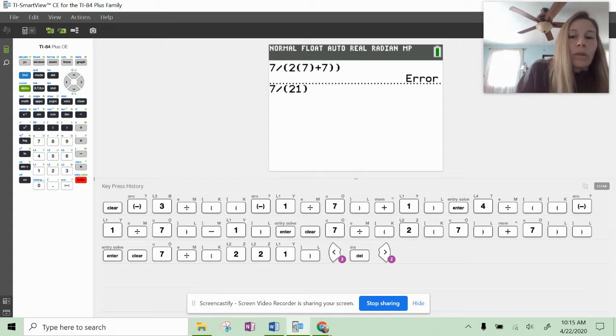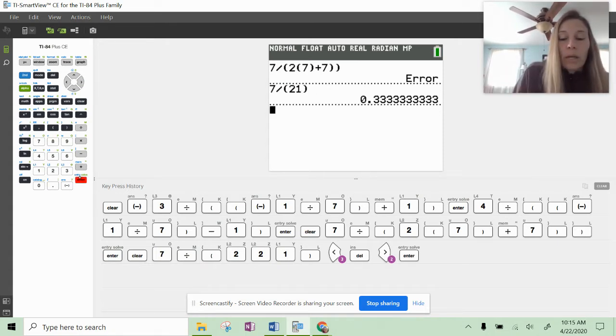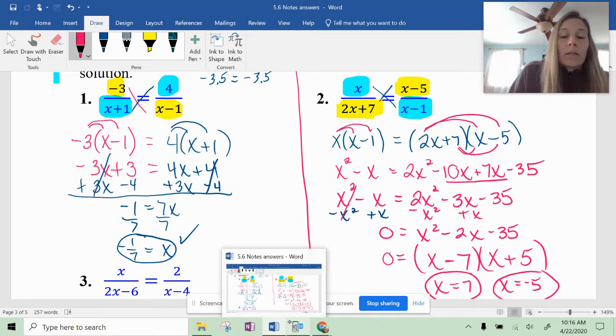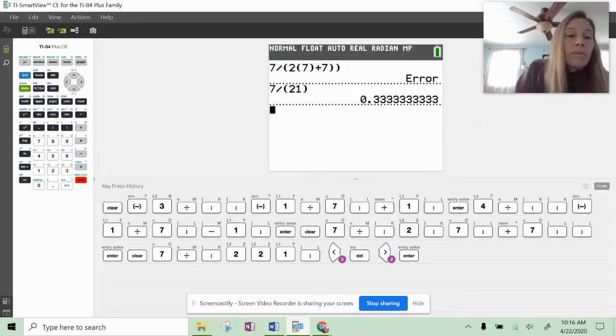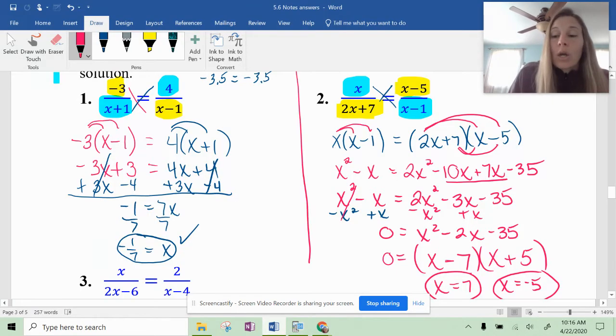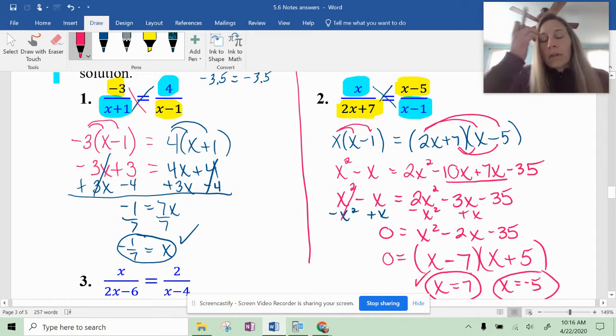And then that's going to be 1/3, or 0.3 repeating. Now the fraction on the other side is x plus 5 over x minus 1. So when I do that one, 7 minus 5 is 2, and 7 minus 1 is 6, and that is also going to be 0.3 repeating. So we know that this one works. The x equals 7 is definitely a solution.